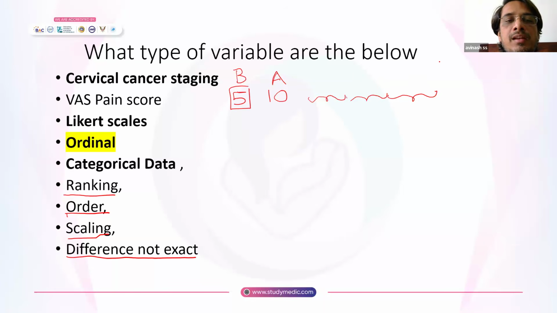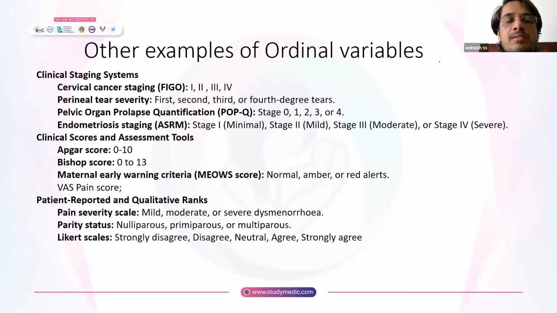So we discussed the nominal and ordinal scale of measurement. These are the examples. There are other examples also. You can see perineal tear severity staging, endometriosis staging, even some of the clinical scores like Apgar score, Bishop score, they are all coming under the ordinal scale of measurement. So these are some of the examples of the ordinal scale of measurement, the categorical variables.